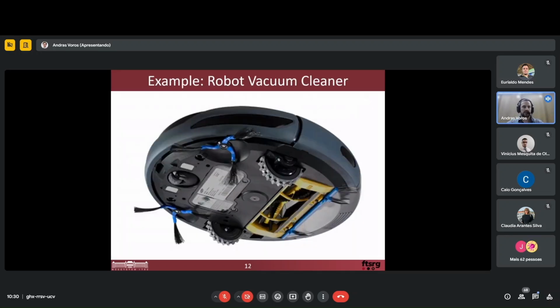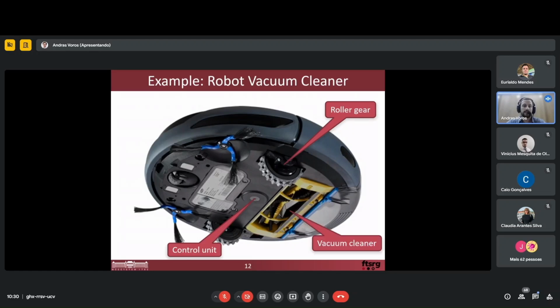So I just show an example, a robot vacuum cleaner, because I have just had problems with my vacuum cleaners. So some parts had to be changed and repaired. So for example, the robot cleaner has a control unit, has a roller gear, and it has a vacuum cleaner subcomponent too. So you can see how we structurally divided this robot vacuum cleaner into parts.